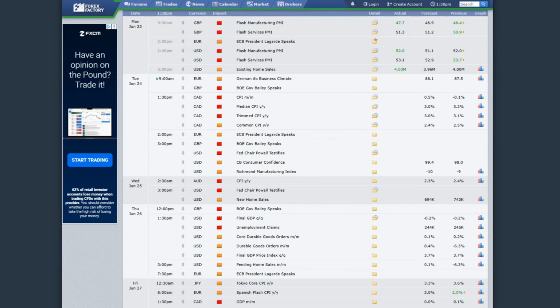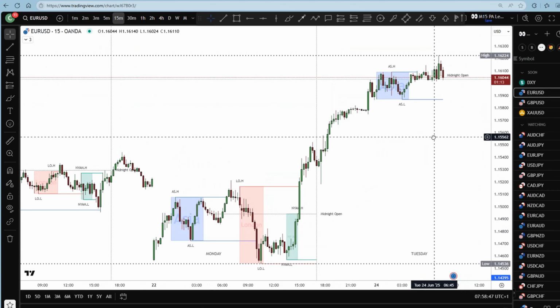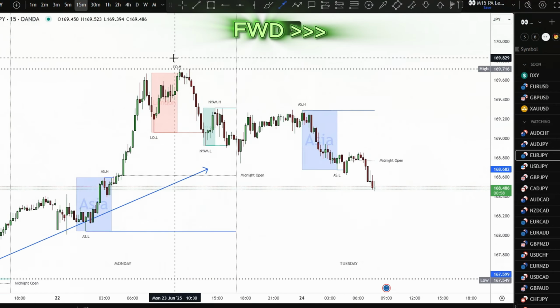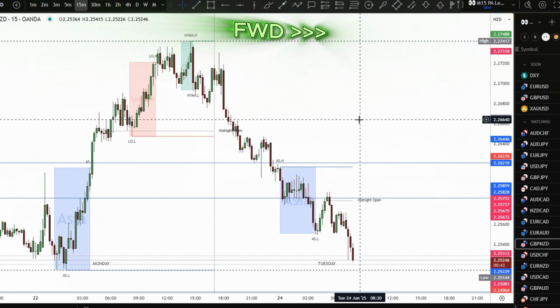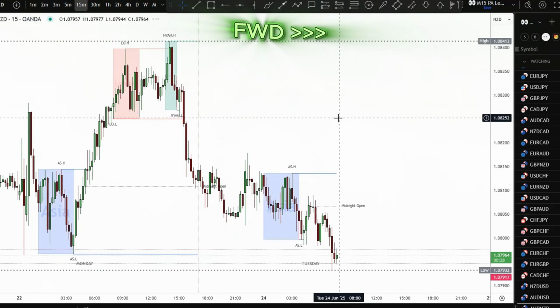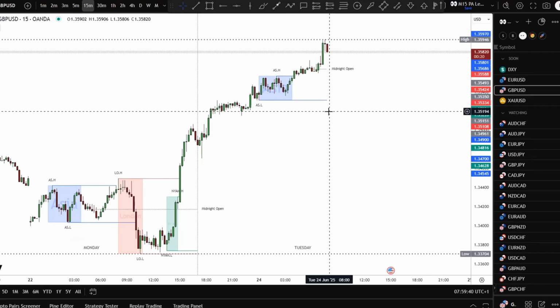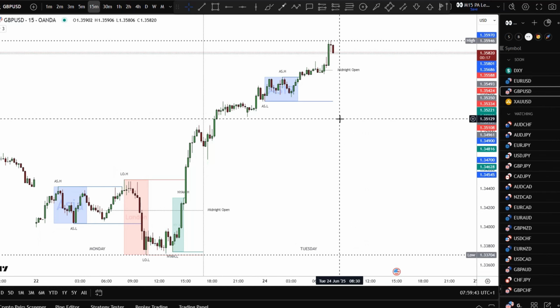Over to the charts. First thing we check is we go through the 15-minute Asian session break setup. This doesn't take long at all. So nothing of any interest in that setup today. On to the next one.